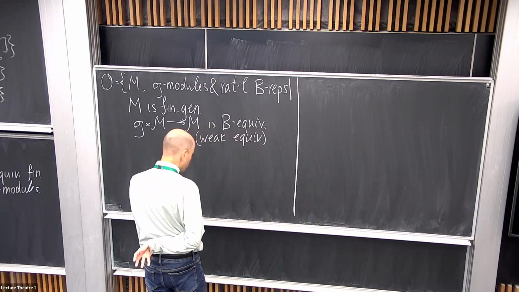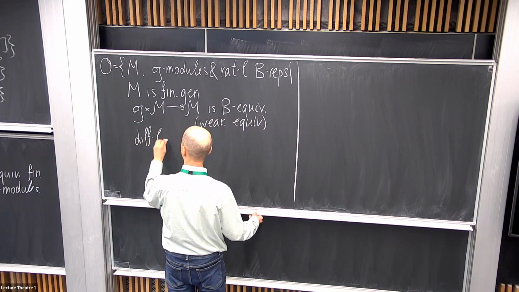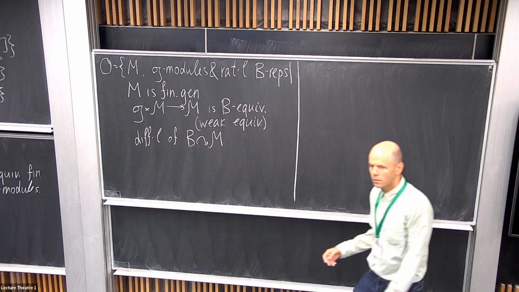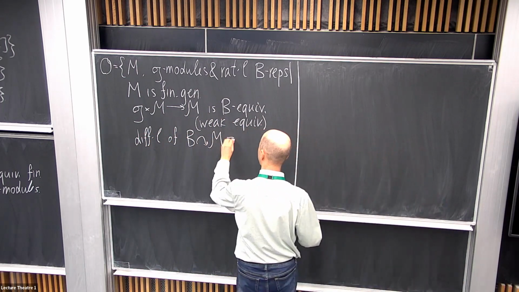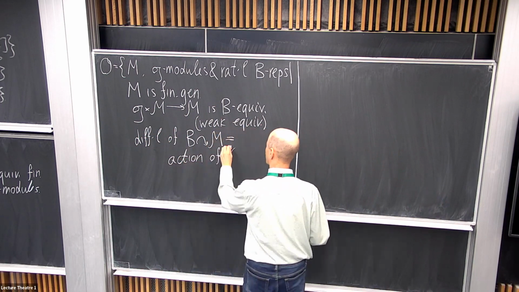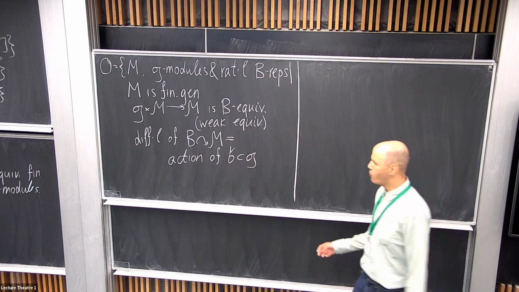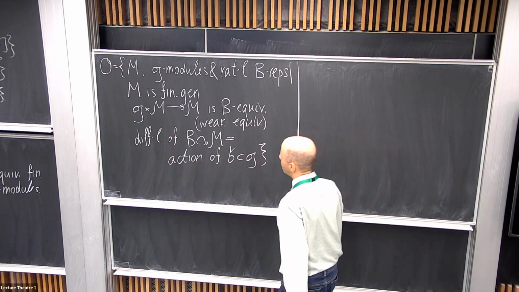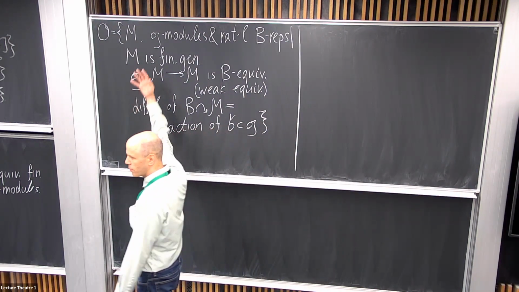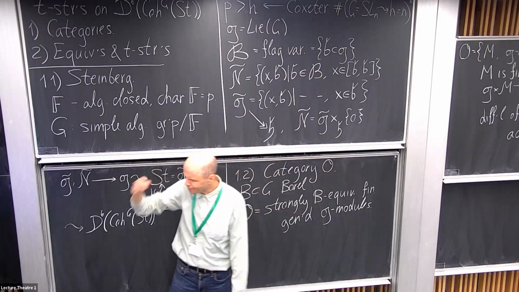And I want also strong equivariance, which says that the differential of the B action on M coincides with the action of B sitting as a subalgebra of G. So these are the conditions, and of course morphisms in this category are both G and B linear maps.